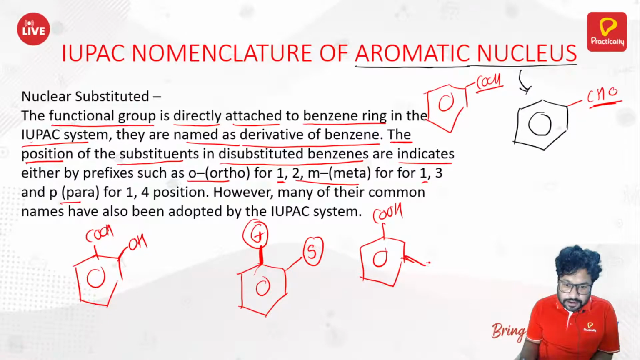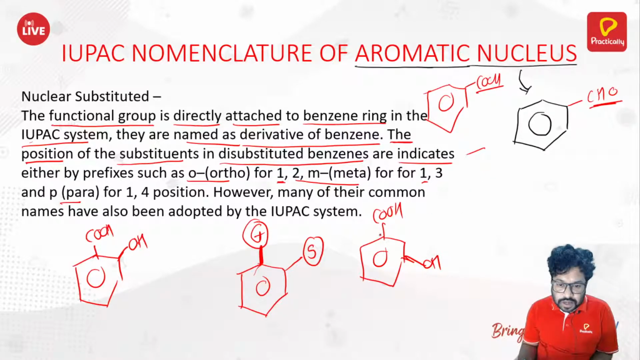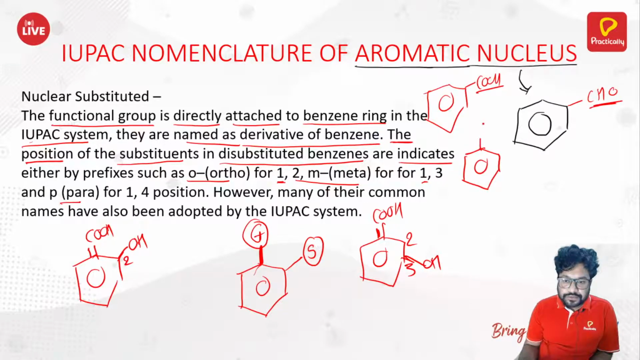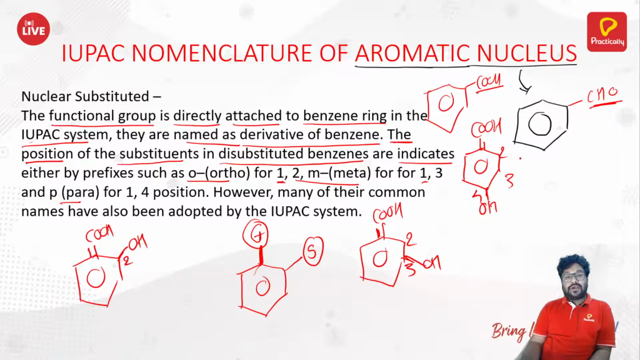If your OH is present here, what do we write? Meta-hydroxy benzoic acid, because this is the third position now. This is the first, 1, 2, 3. And if it is present at the fourth position here, then what do we write? So 1, 2, 3, 4. 4-hydroxy benzoic acid, just like that.